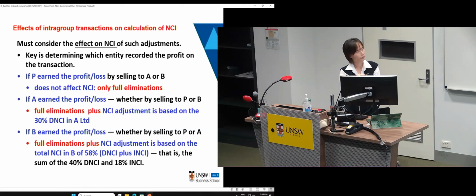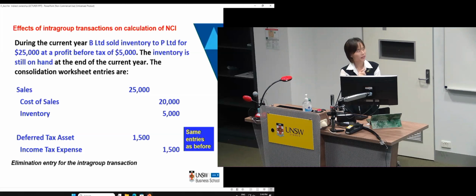All right, now let's use the following example to test your understanding. I will make some variations of this example as well. Let's look at the original version. In the current year, B Limited, the grandchild company in the group, sold inventory to the parent for 25,000, that is intergroup sales, at a profit before tax of 5,000. Now the inventory is still on hand, which means all these 5,000 remains unrealized at the end of the current year. We first of all have to prepare the consolidation worksheet entry to eliminate this unrealized profit that is recorded by B Limited.